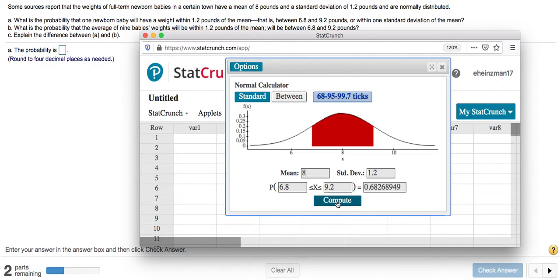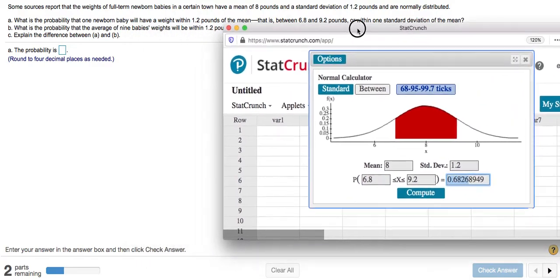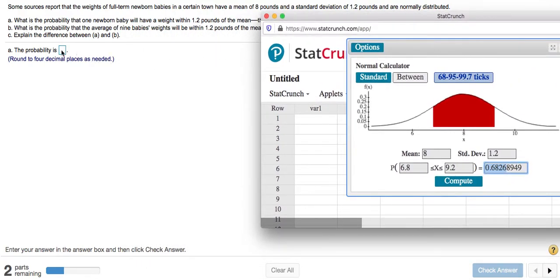If I click compute, I get this number here. And it's asking to round it to 4 decimal places. And if I do that, I get 0.6827. So that was 0.6827.